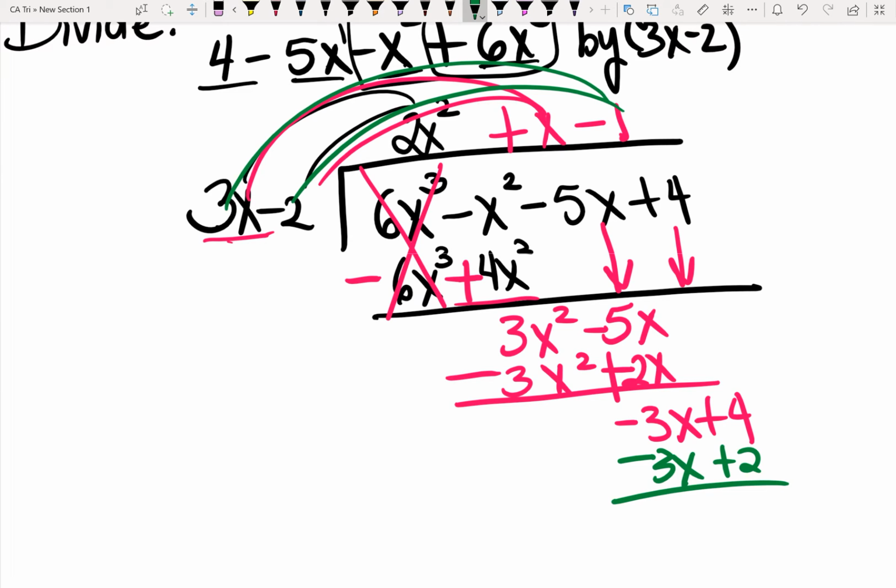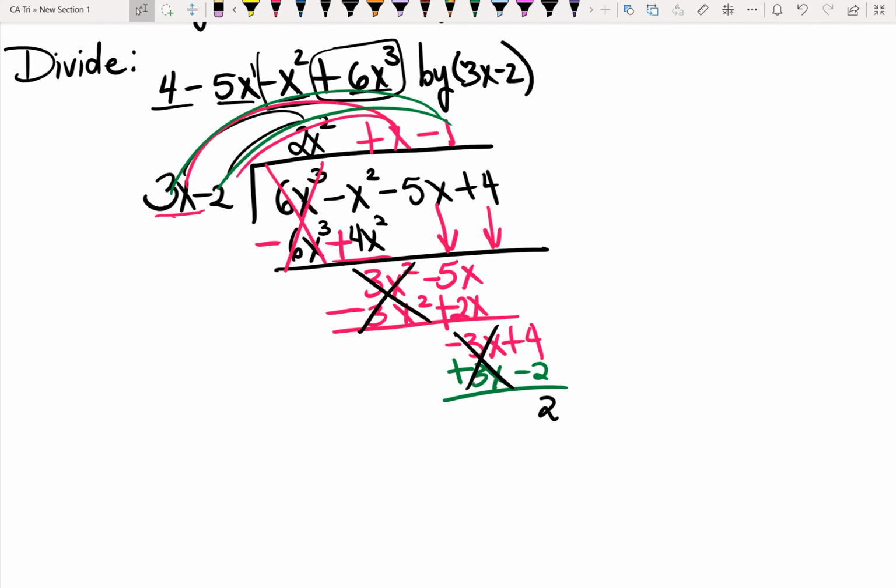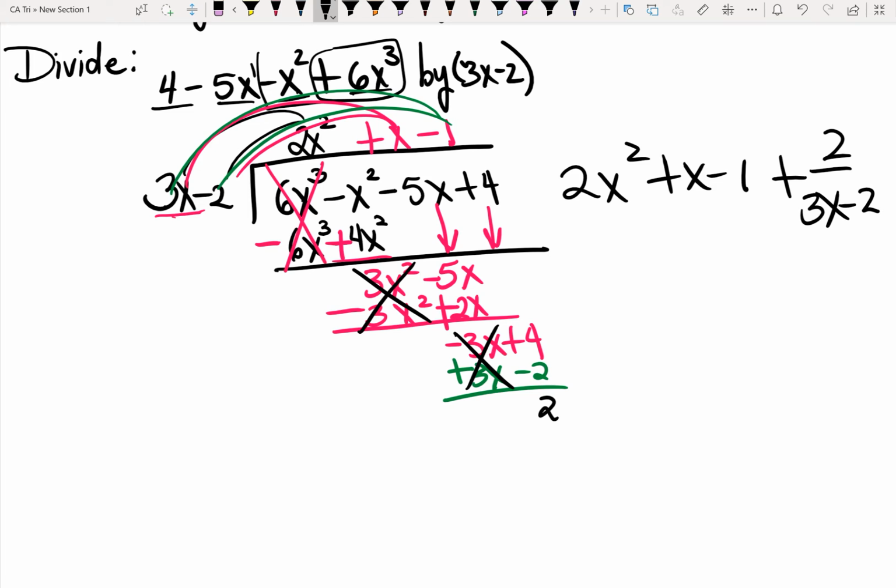Alright, so what's going to happen here is I'll change the signs so that it becomes plus minus. Okay, and at this stage, obviously this cancels, just like this canceled here, leaving you a 2, which is the remainder. You can't divide further. Alright, so your answer for this would simply be 2x squared plus x minus 1 with plus 2 over 3x minus 2. So this is the remainder, alright?